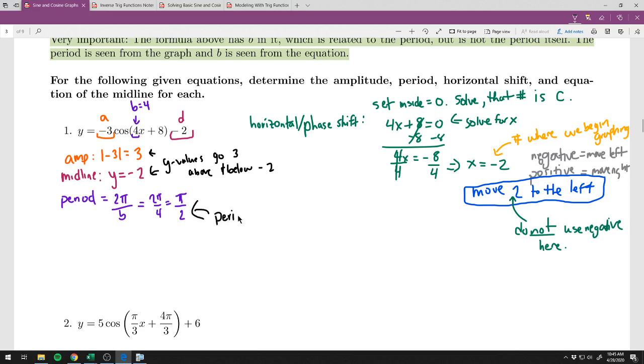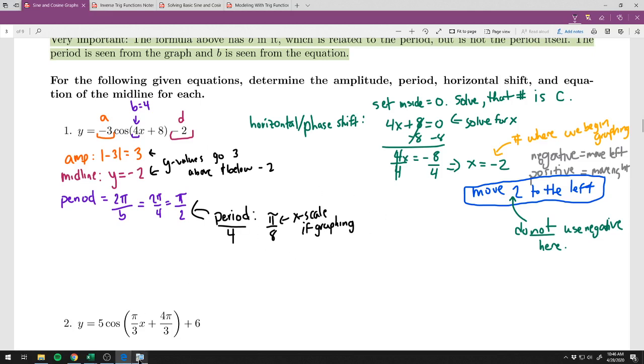Since the way we made these graphs before was dividing the period by 4, if we divide our period by 4, we get pi over 8. This is going to be my x scale. And once again, I just want you to be able to, if you're given an equation, graph it in a way that you can read what's going on. So that is our x scale.